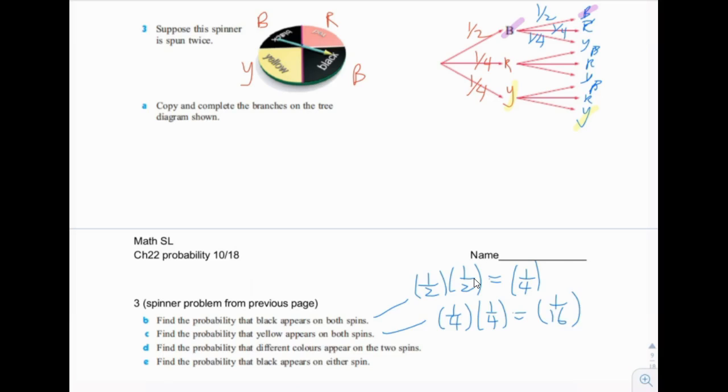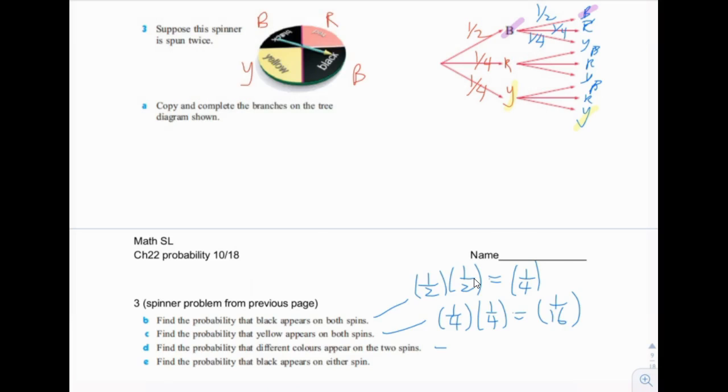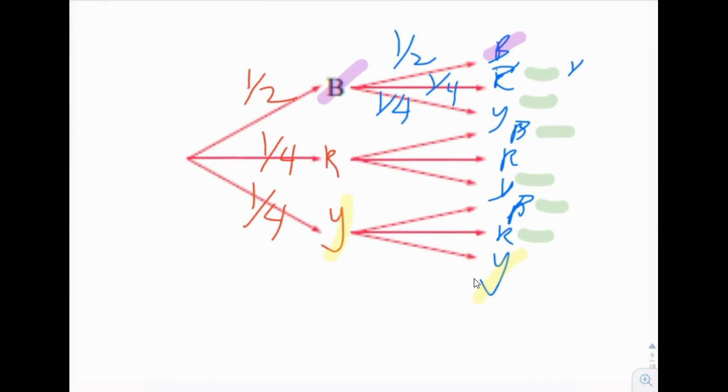What about the probability that different colors appear on 2 spins? Oh, that's a complicated one. So let's do green. And so that would be this one, this one, this one, this one. It wouldn't be red, red. Wouldn't be yellow, yellow, but it would be everything else. Wouldn't be blue, blue. It would be this one, this one. Okay. So, let's see. This first green one is blue and red, so that would be 1/2 times 1/4, which would be 1/8, right? This would be 1/8. Blue, yellow would be 1/8 also.